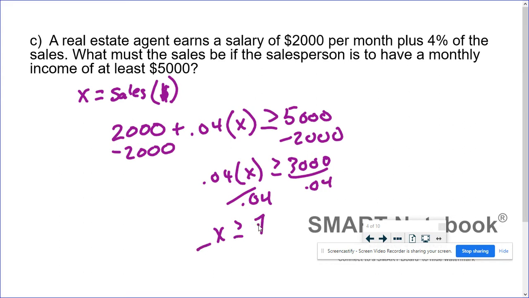And you get 75,000. All right, 75,000. So that means the salesperson needs to sell $75,000 worth of real estate in order to make their goal of earning at least $5,000 as a paycheck income.